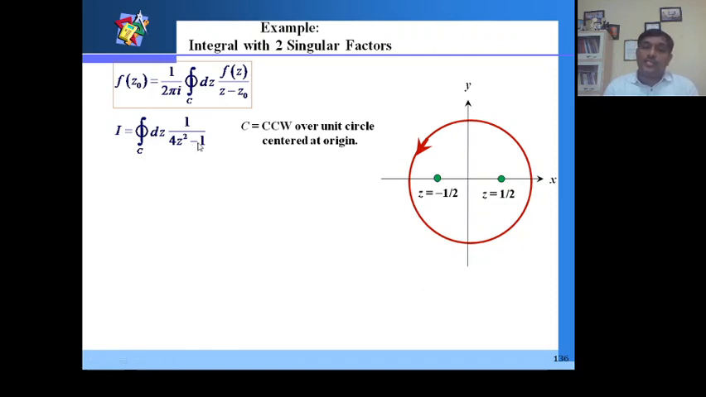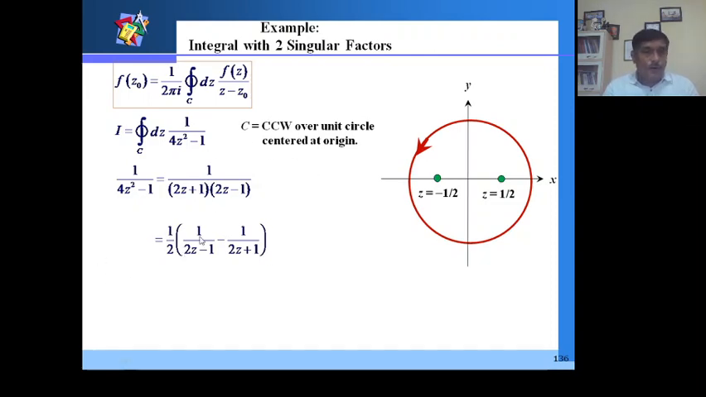Then first you can simplify this in terms of 1 by z square minus 1 is 1 by (2z plus 1) into (2z minus 1). Then using partial fractions, you know that we can simplify this as 1 by 2 times [1 by (2z minus 1) minus 1 by (2z plus 1)]. Then these are the points z minus 1 by 2 and z plus 1 by 2.